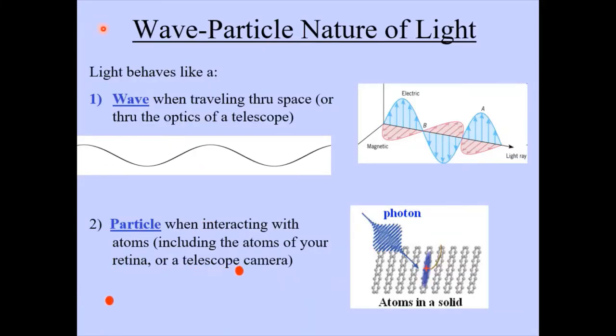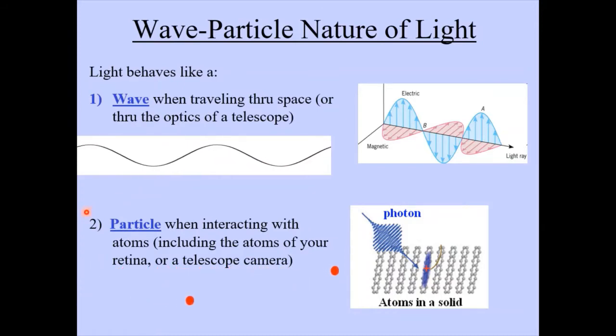So we've talked about two ways to model light. One is a wave and the other is a particle, and both are correct. It just depends how we look at light or how we do experiments with light, whether light behaves as a wave or as a particle. So light behaves like a wave when it's traveling through space, or for example, through the optics of a telescope or a lens. So in this sense, we can think of light as a wave here. It has a wavelength and a frequency and an amplitude and so forth.